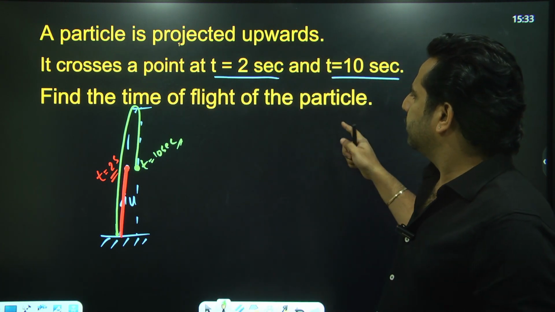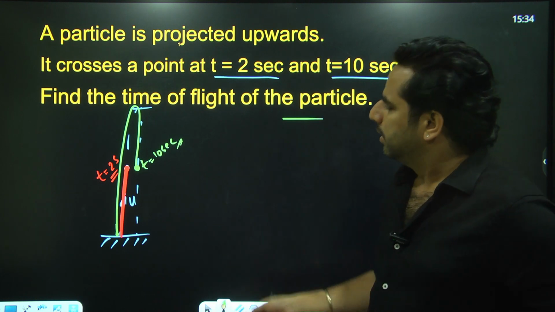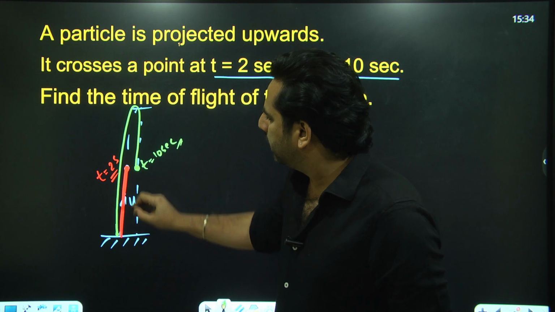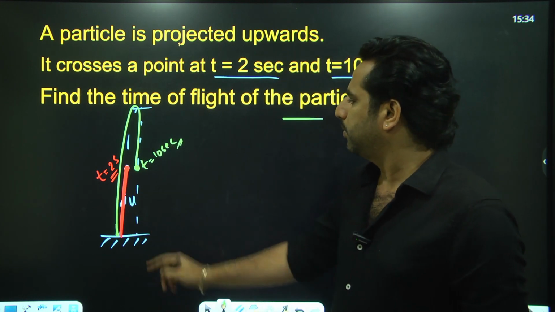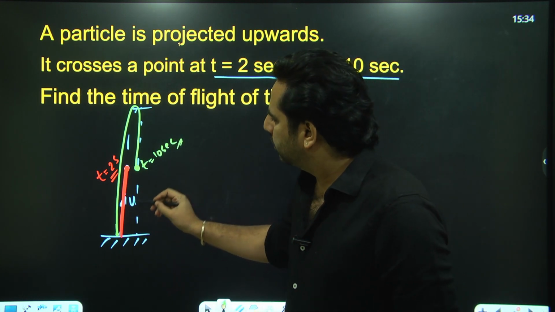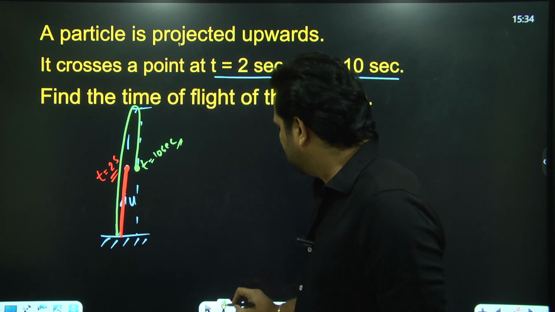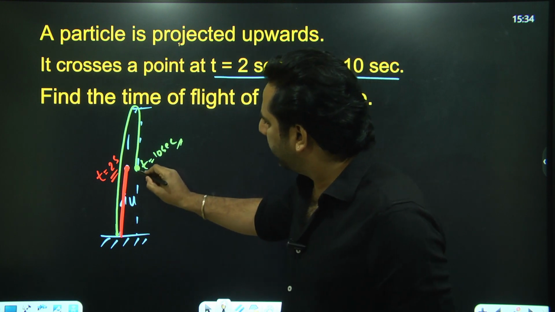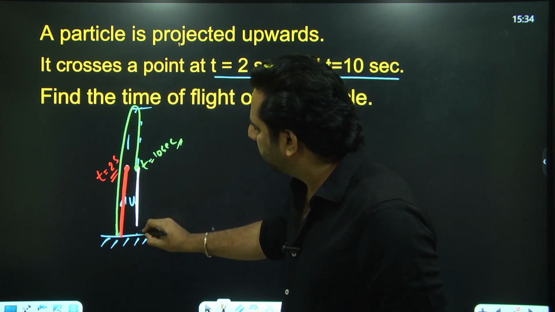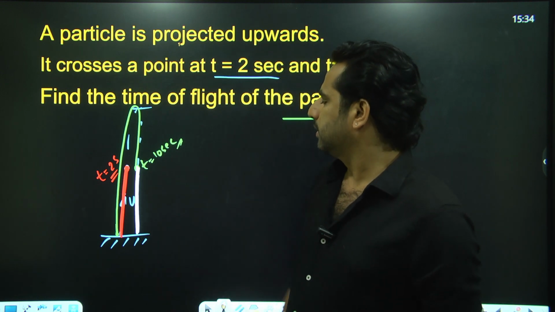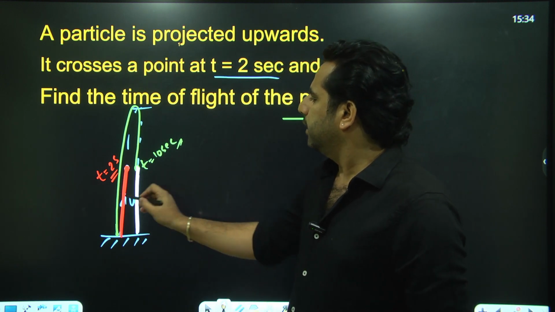The question asked is to find the time of flight of the particle. Now look at this. Time of flight of the particle is nothing but time taken by the particle to come back to ground again, come back to the point of projection. So if you observe the green line till here, it is 10 seconds. Now all you need is the time from that point to the ground, the time elapsed for the white displacement. Don't you think that is again 2 seconds?